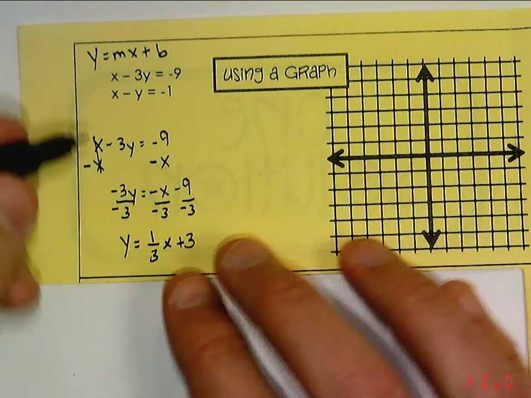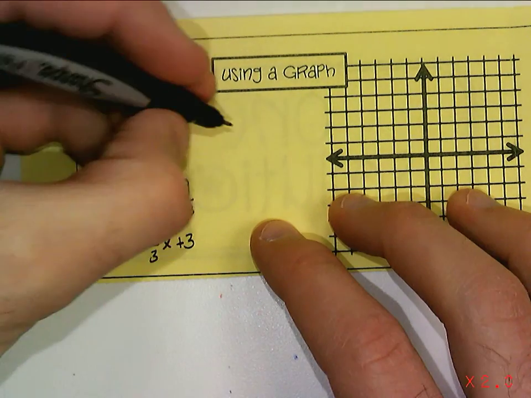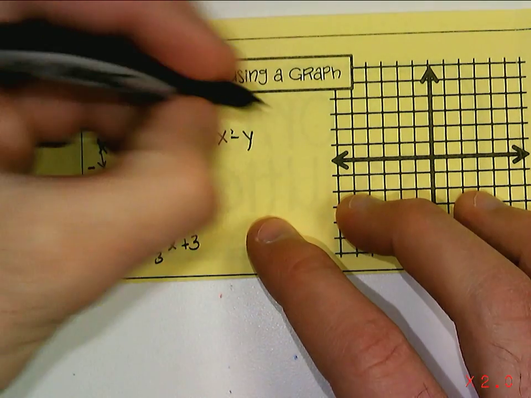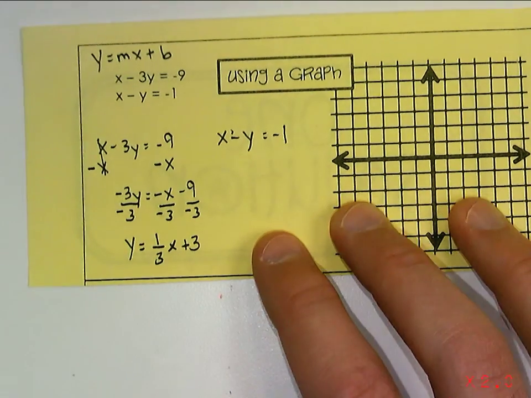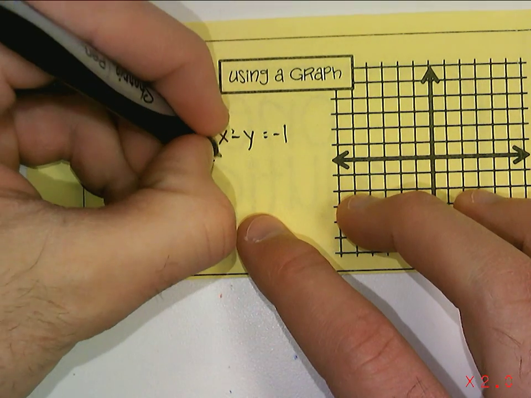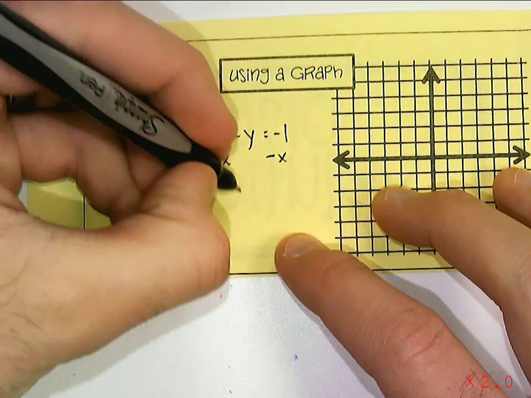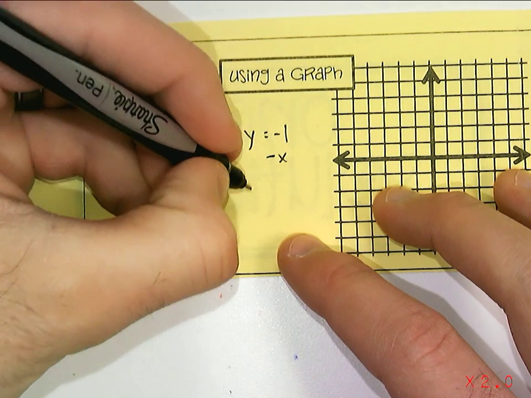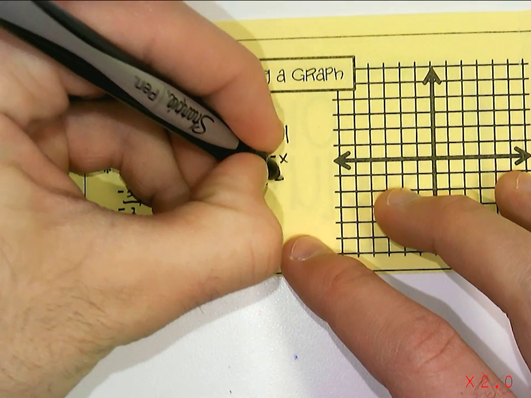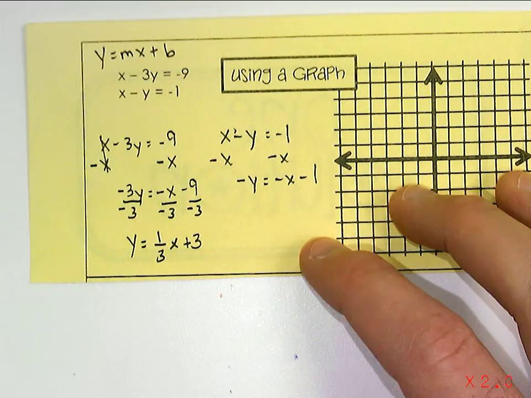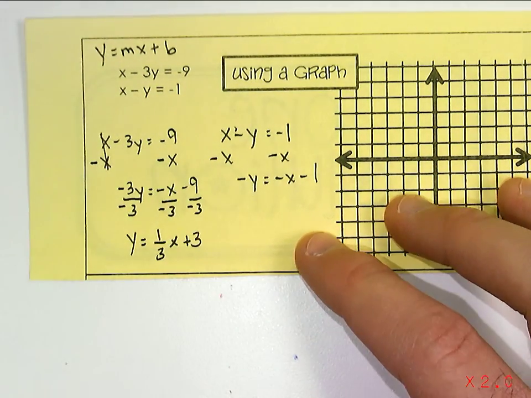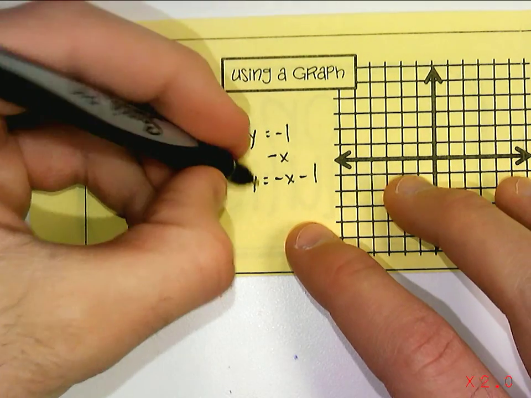Now we have to do the same with the second one here. So rewrite my equation, x minus y equals negative 1. Again, trying to get y by itself, so subtracting x, reorder this, so we would have negative y equals negative x minus 1. And when you're rearranging, make sure you're keeping the sign with the numbers so that you don't come up with a different type of line.